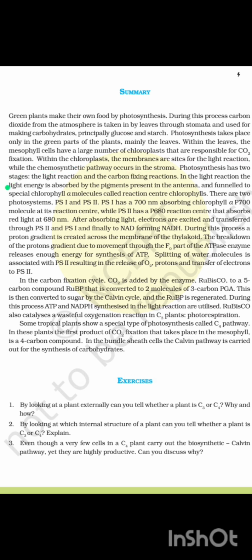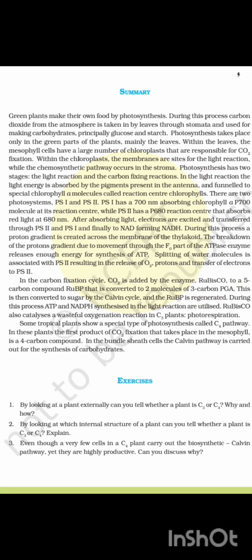Photosynthesis has two stages: the light reaction and the carbon fixing reaction. In the light reaction, the light energy is absorbed by the pigments present in the antenna and funneled to special chlorophyll a molecules called the reaction center chlorophyll. There are two photosystems, PS1 and PS2. PS1 has a 700 nanometer absorbing chlorophyll a P700 molecule at its reaction center, while PS2 has a P680 reaction center that absorbs red light at 680 nanometer.